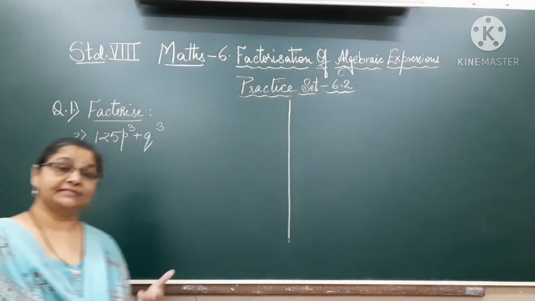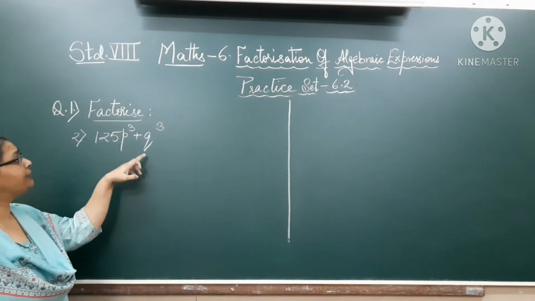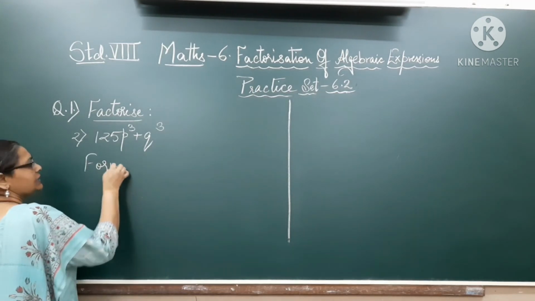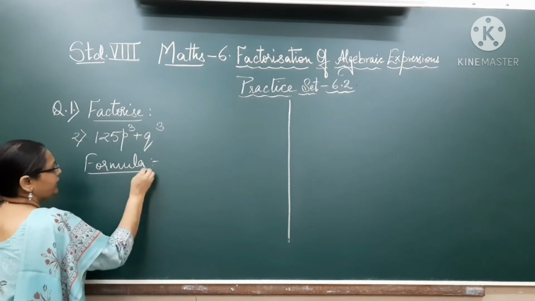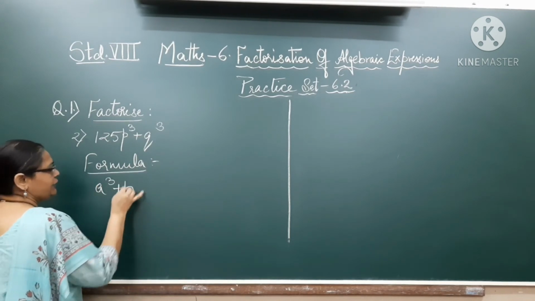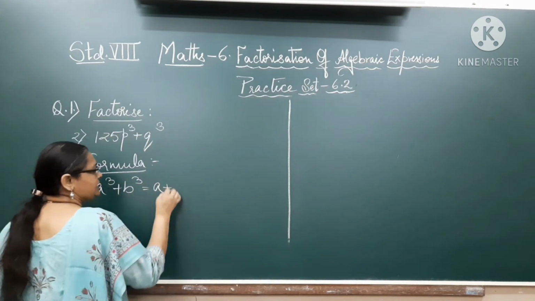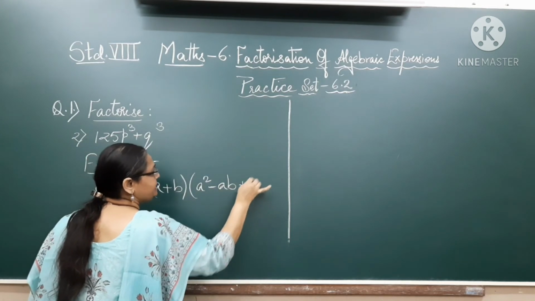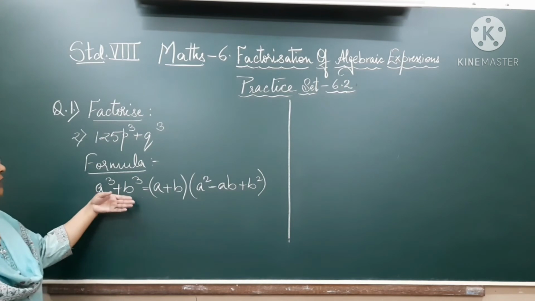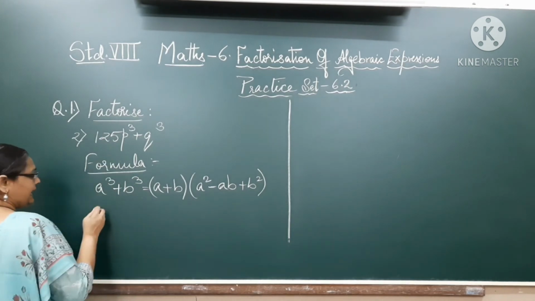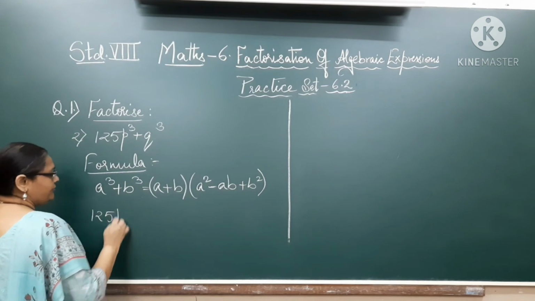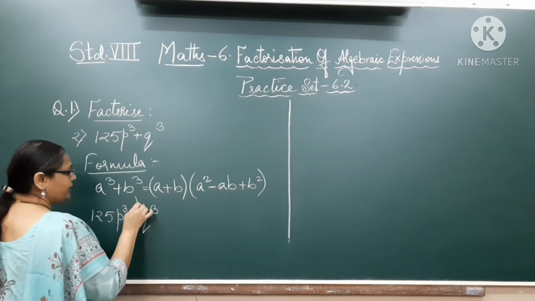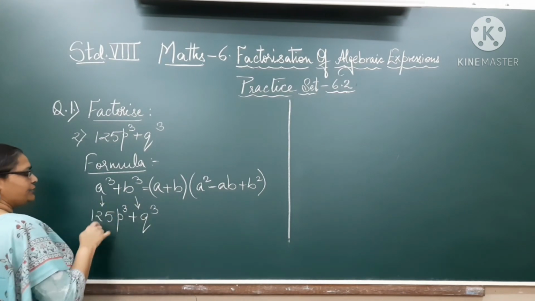Now let us continue with the second one. Factorize 125p cube plus q cube. As we know the formula, let us apply the formula which we know already. That is a cube plus b cube is equal to a plus b into a square minus ab plus b square. While we apply this formula, I know a cube is 125p cube and b cube is q cube.